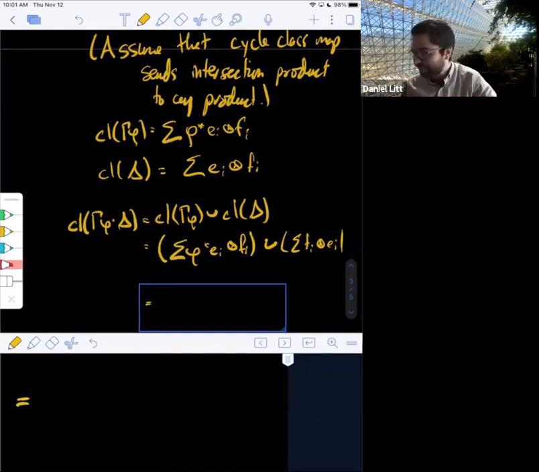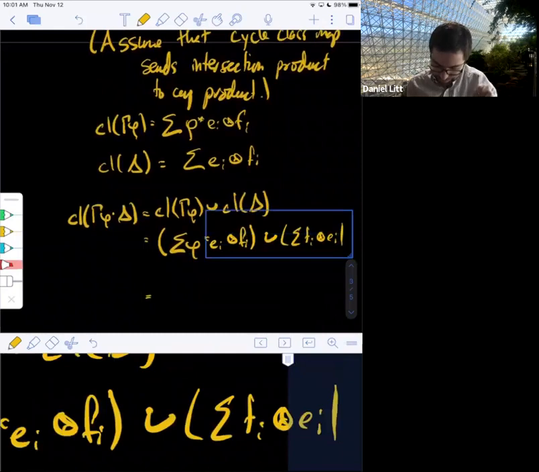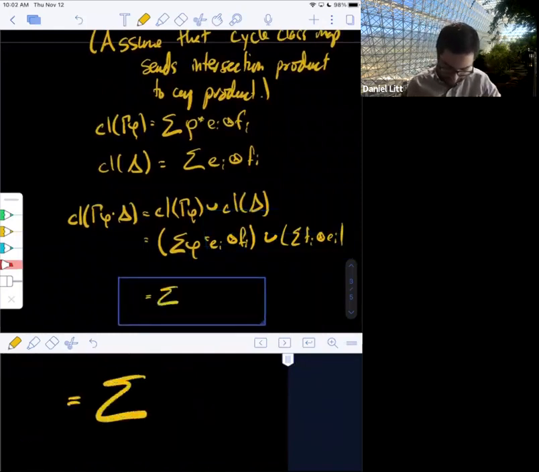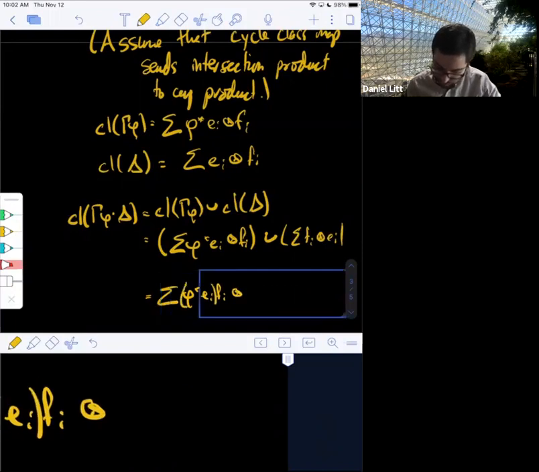All right, so let's rewrite this. So what do we get when we write this? So let's see. So on the right-hand side, sorry, yeah. So when you do this, well, okay, we'll see what happens in a sec. So you get a sum of phi star EI Fi tensored. Sorry, let me put parentheses here. Tensored with, well, what do you get when you cup Fi with EI?